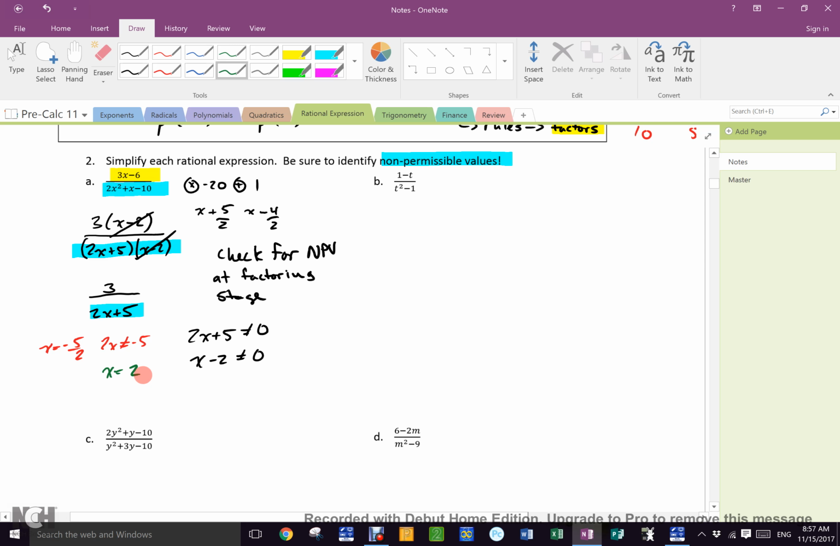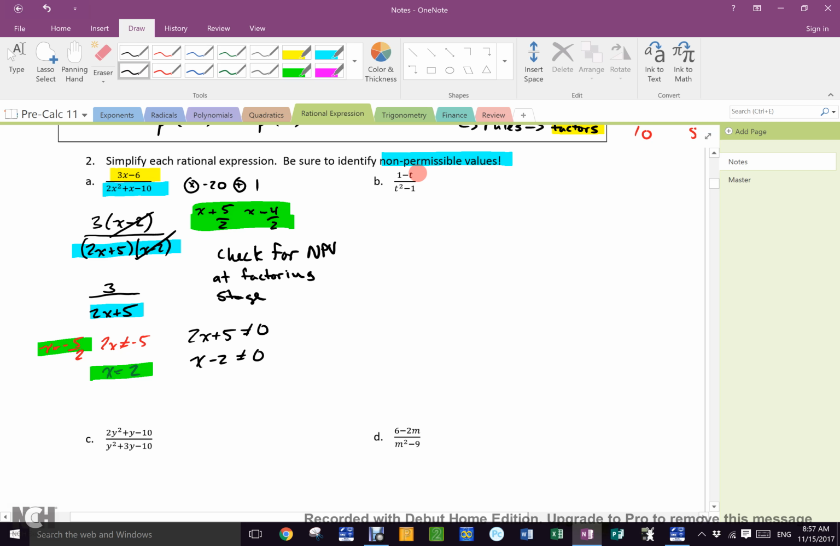Everybody agree? Please notice that you had the answer right here. There's the 5 halves, but you had to change the sign. There's the negative 2, but you had to change the sign. Does everybody see that? While you are doing your factoring, you will find your non-permissible values without having to do this. Is everyone okay with that? All right. Let's look at B and see what we can do.